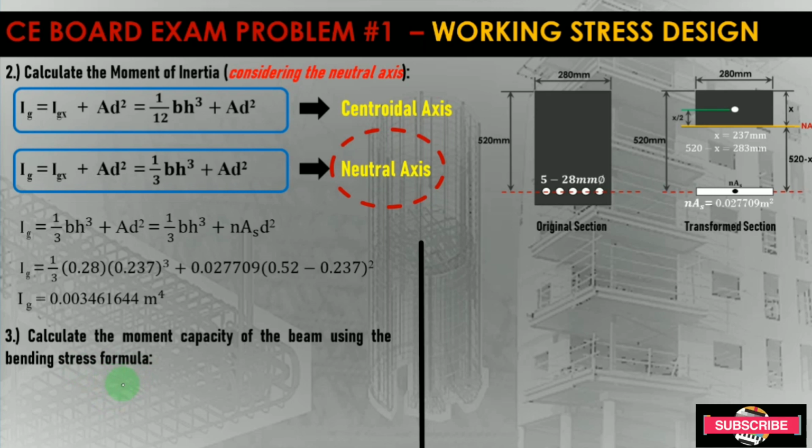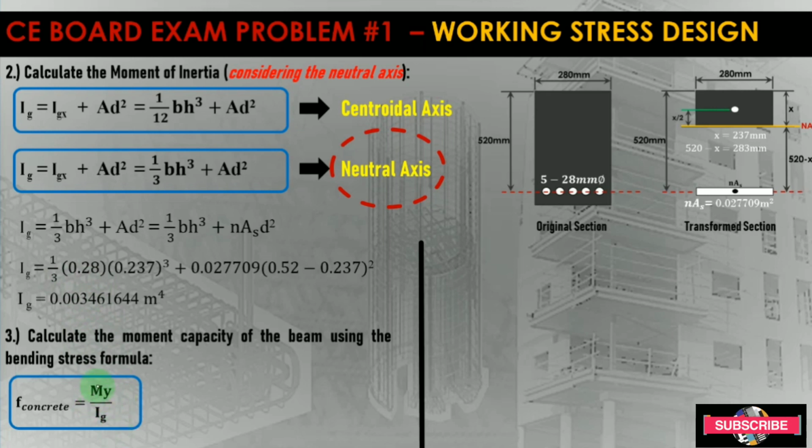But first, we are going to calculate the bending stress with regards to the concrete. So we have this formula, f of concrete equal to M times y over the gross moment of inertia. Our y, we can determine from the given transformed section, in which this is the distance from the neutral axis to the topmost fiber of the concrete. Since we are considering the concrete, we need the distance from the neutral axis to the topmost fiber of the concrete above the neutral axis. So our y is just simply equal to x.